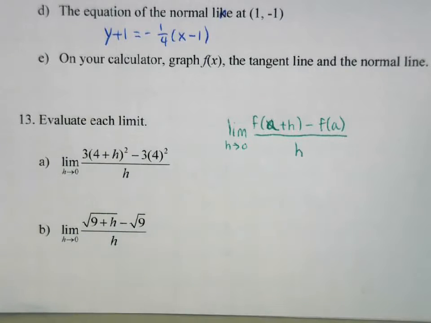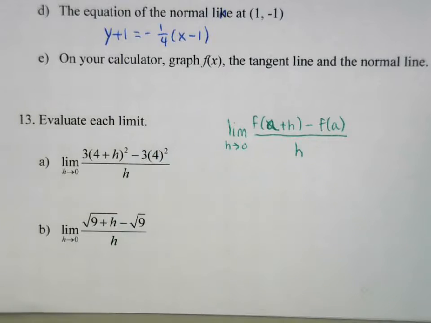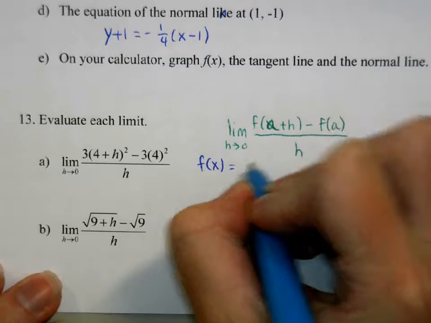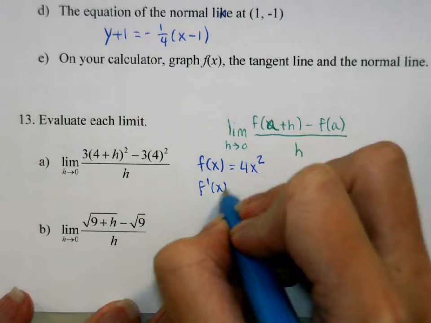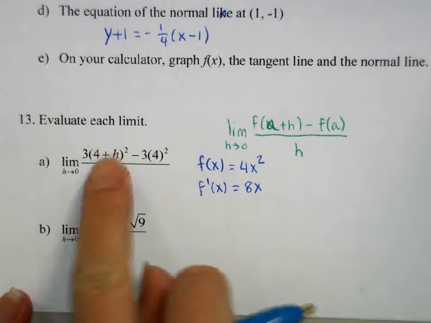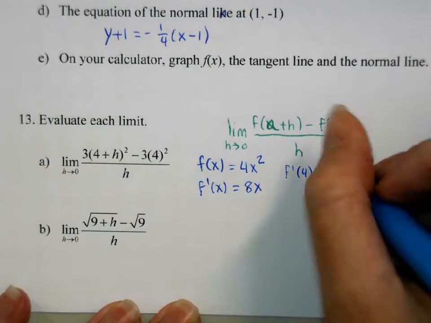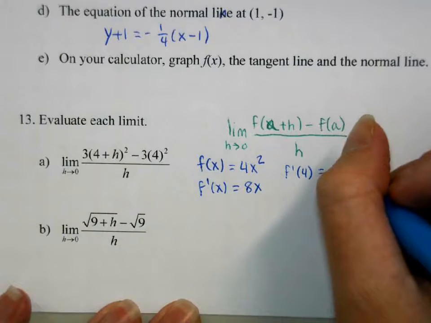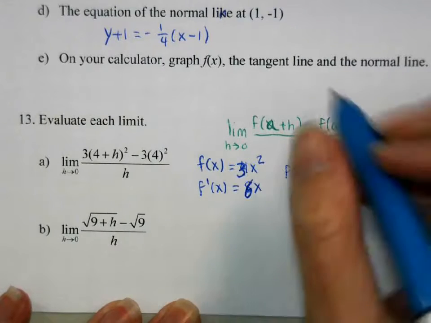Well, hopefully you see we've got 3 times 4 plus h squared minus 3 times 4 squared. So my function is going to be 4x squared. The derivative then is 8x. And where am I evaluating this? At 4. So f prime of 4 is going to be, sorry, this should be 3x squared, 6x. So this is going to be 3x squared because we have 3 something squared. So 6x. So 6 times 4 is 24.